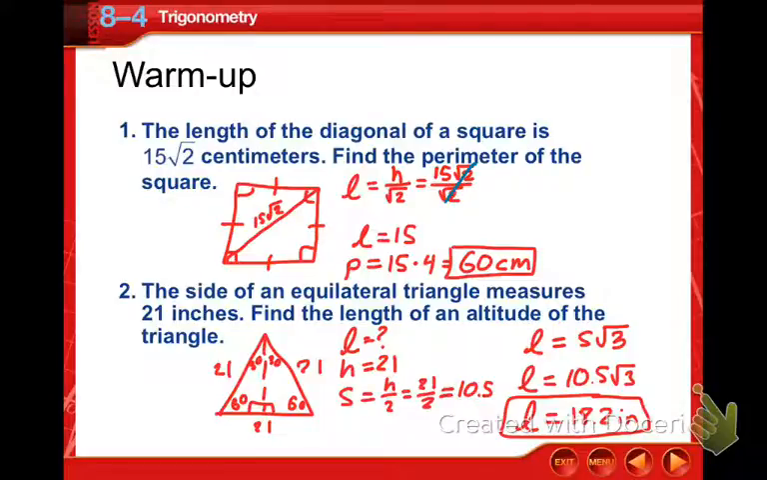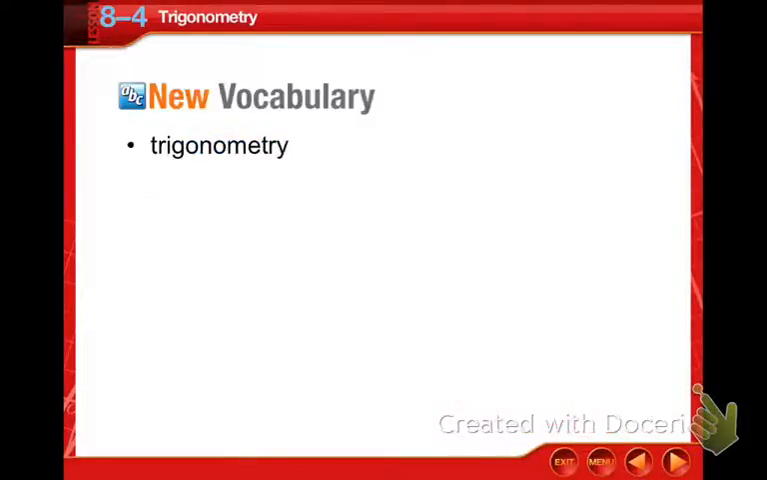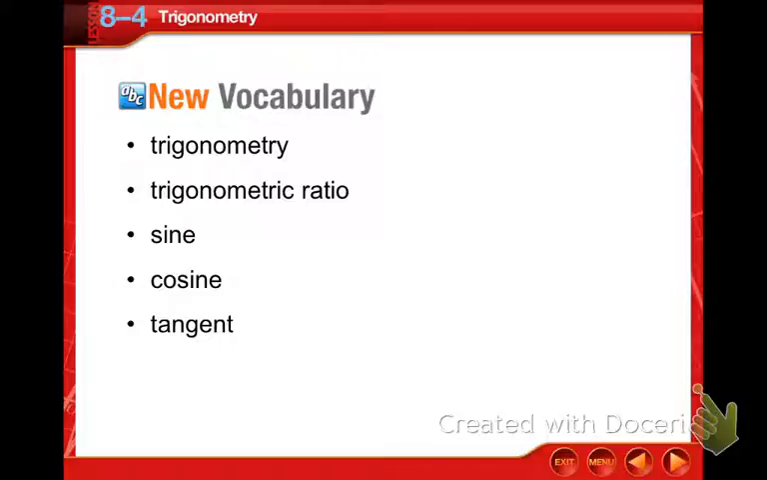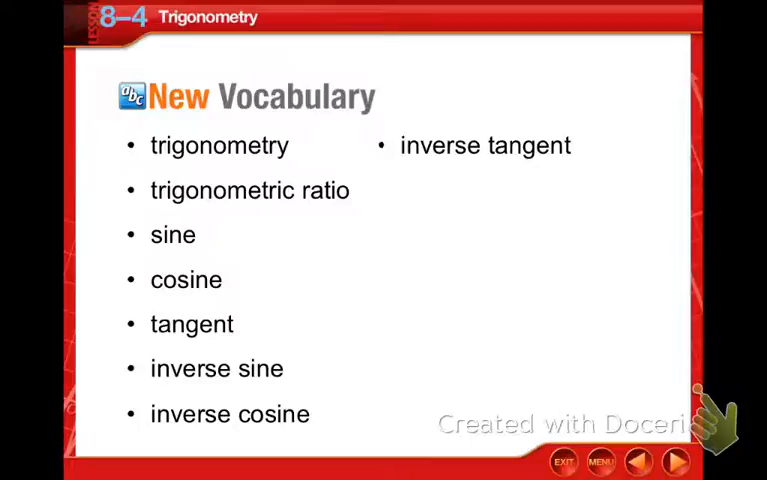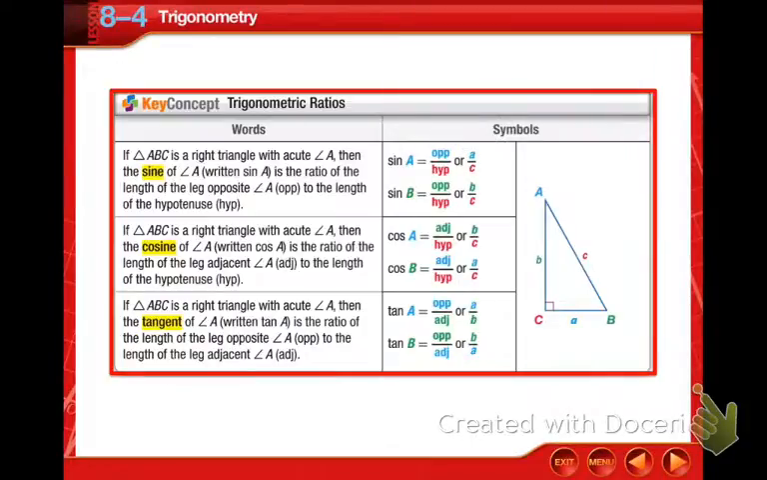So today we're going to learn about trigonometry, specifically trig ratios like sine, cosine, and tangent. Those are all examples of trigonometric ratios. Also inverse sine, so sine is going to help us find one of the two sides of a right triangle. And inverse sine will help find the angle of a triangle if you have the two legs, or all three sides of the triangle. Inverse cosine, same idea. Inverse tangent, same idea.